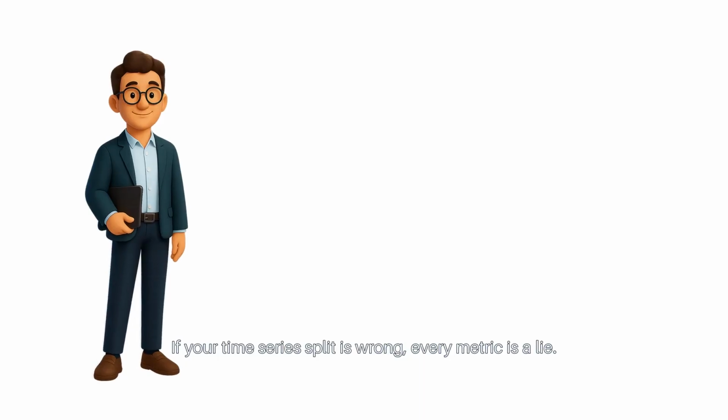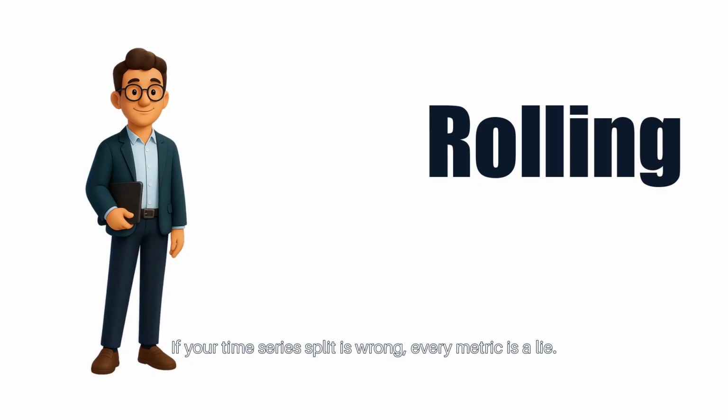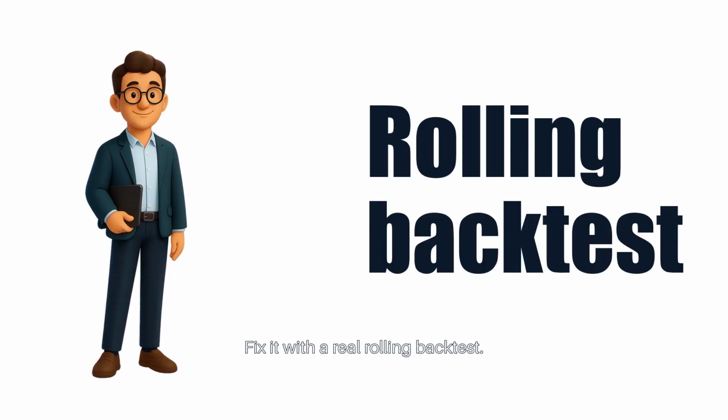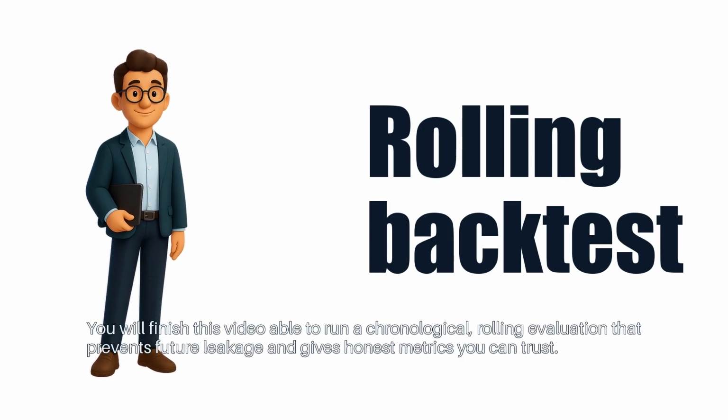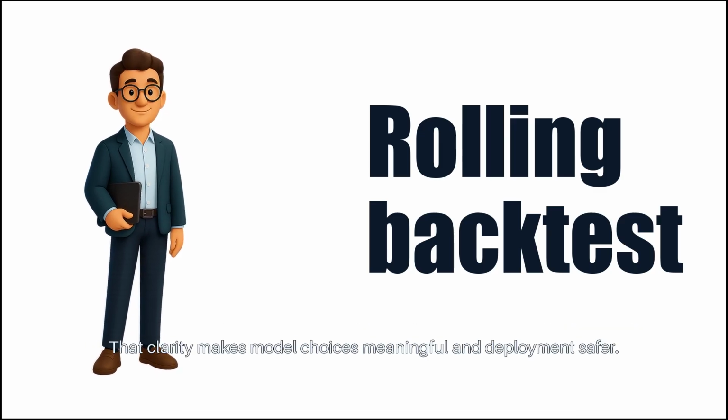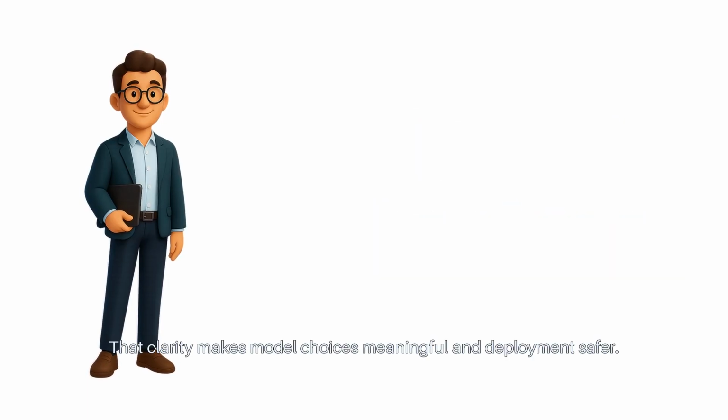If your time series split is wrong, every metric is a lie. Fix it with a real rolling backtest. You will finish this video able to run a chronological, rolling evaluation that prevents future leakage and gives honest metrics you can trust. That clarity makes model choices meaningful and deployment safer.